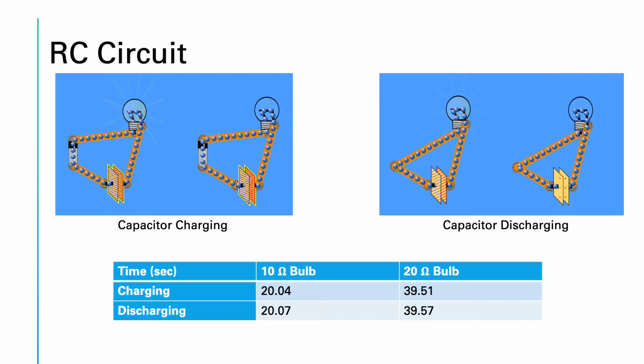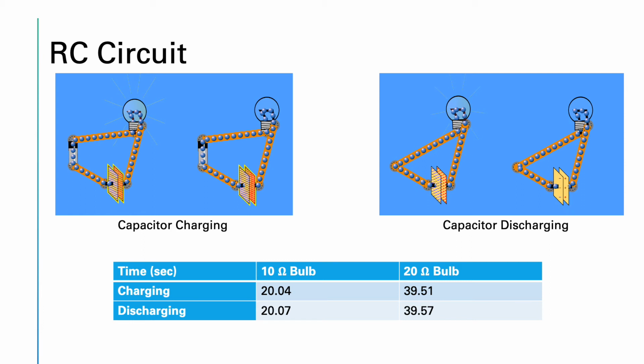Next, we looked at an RC circuit that has both a resistor and a capacitor. If you look at the images at the top of the slide, you can see on the left, this represents the capacitor charging. So initially the light bulb is bright, and then as the capacitor charges all the way, the light goes out. And then on the top right, you can see pictures of the capacitor discharging. So at the beginning of the discharge, the light turns on, and as the capacitor discharges all the way, the light bulb goes out again.